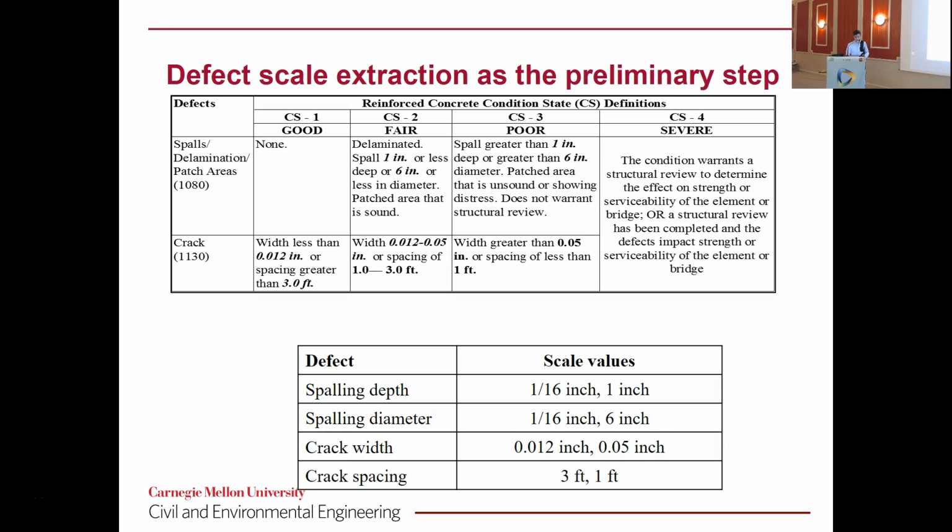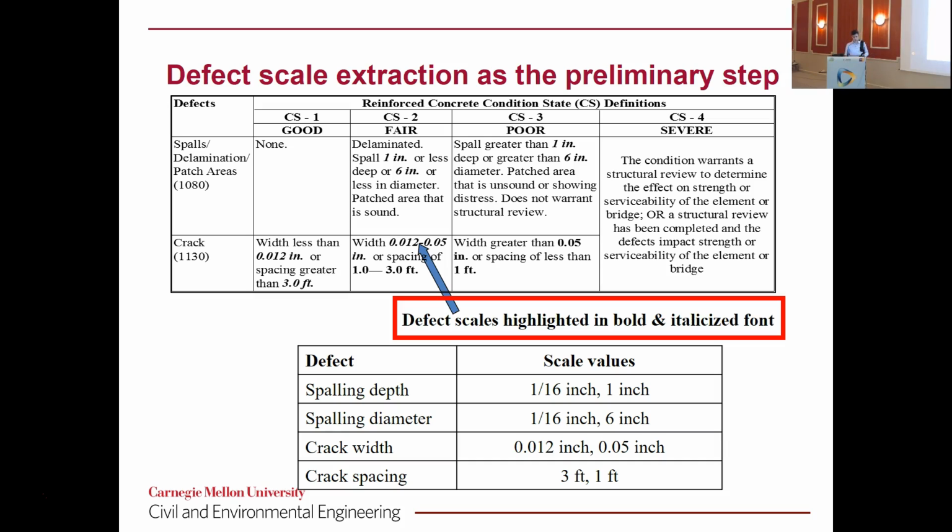So defect scale extraction refers to our taking of the extent of several defects and putting it under certain scale thresholds set by federal guidelines. For example, I'll walk you through the crack guidelines right here. If a crack is of width less than 0.012 inches, or has spacing greater than 3 feet, then it's considered to be put under condition state 1. And if the width exceeds 0.012 inches and goes up to 0.05 inches, or the spacing varies as well, it's a CS2 and so forth.